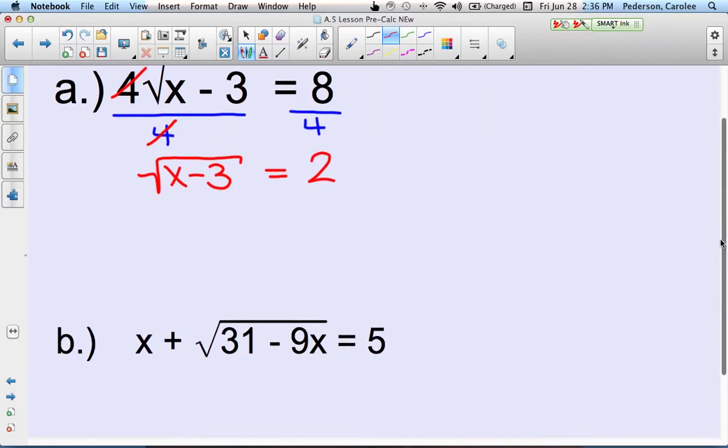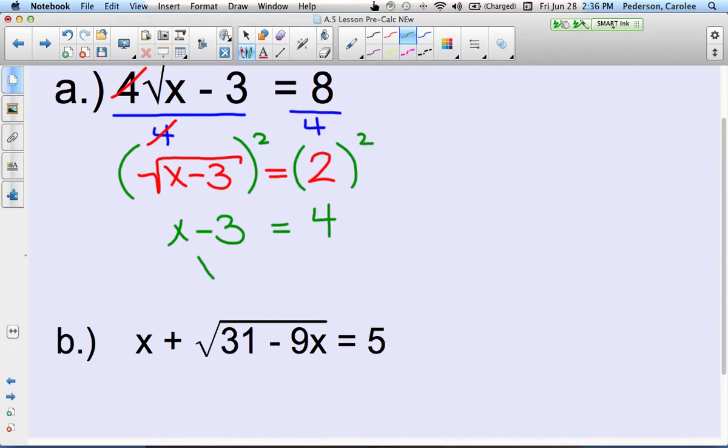So we're going to square both sides. So we'll square here and square the right side. Both sides must be squared. When you square root a square, both of those will undo. So we're left with just x minus 3 on the left. And then on the right side, 2 times 2 is 4. And the last step is to add 3 to both sides to undo that minus 3. So our answer is 4 plus 3 is 7.